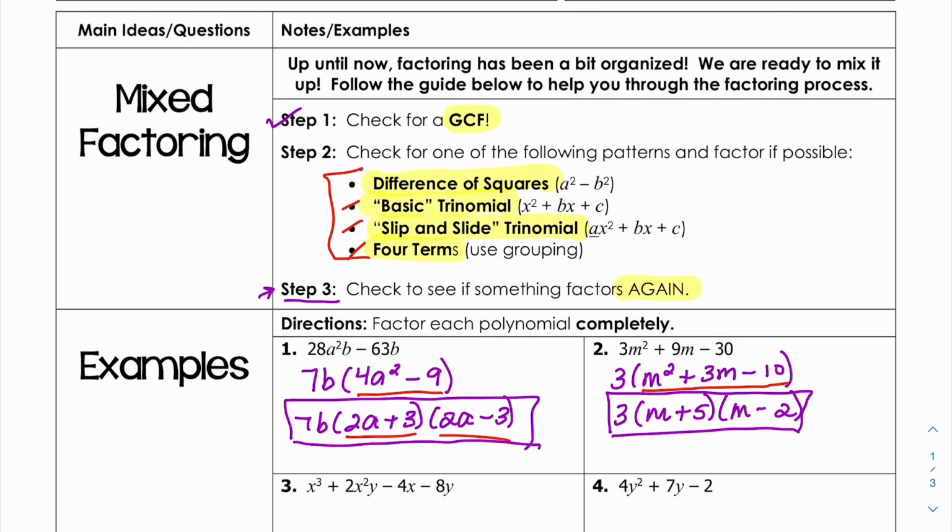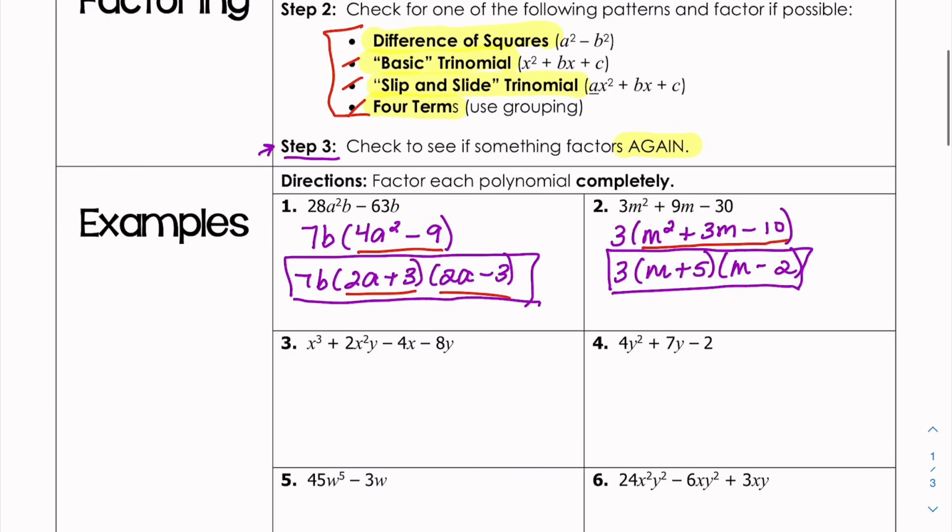All right, number 3. Think of a greatest common factor first. Look through your coefficients, and I'm looking through, and you got a 1, 2, 4, 8. So no greatest common factor with the coefficients, and then look through the variables, see if there's a variable common to all 4 terms. This one's not. So we're actually going to skip right over step 1 on this problem. There is no greatest common factor. So then we're moving to step 2. Looking for one of the patterns to factor. This one is 4 terms, so we're going to use grouping.